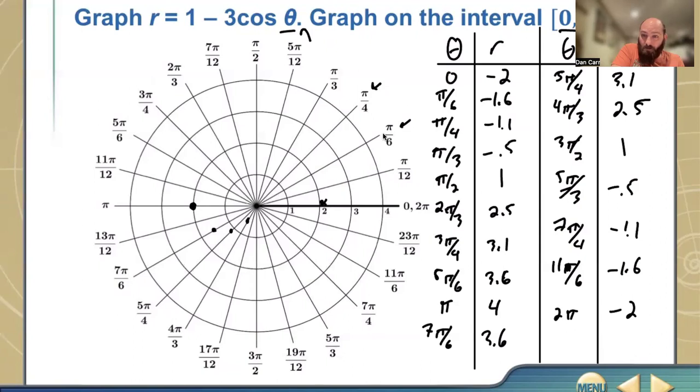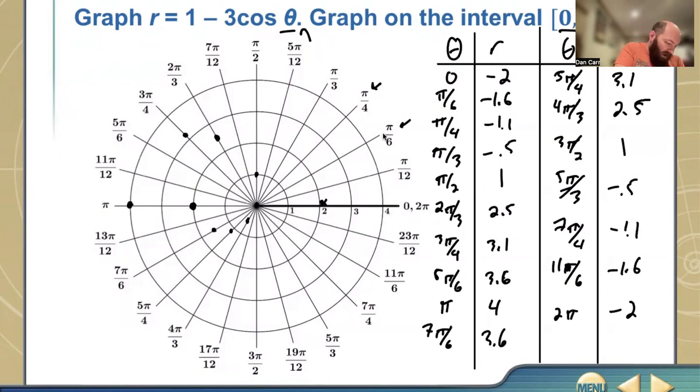You're not going to see it here, but the next value is going to cross here. If I did 5 pi over 12, it would cross at 0. Then we go to pi over 2, which gives me 1, so that goes up here to 1 like this. Okay, and now we're in our positive. The next one, 2 pi over 3, is 2.5, so 2.5 is right here. 3 pi over 4 is at 3.1, so we got 1, 2, 3.1, a little bit past.